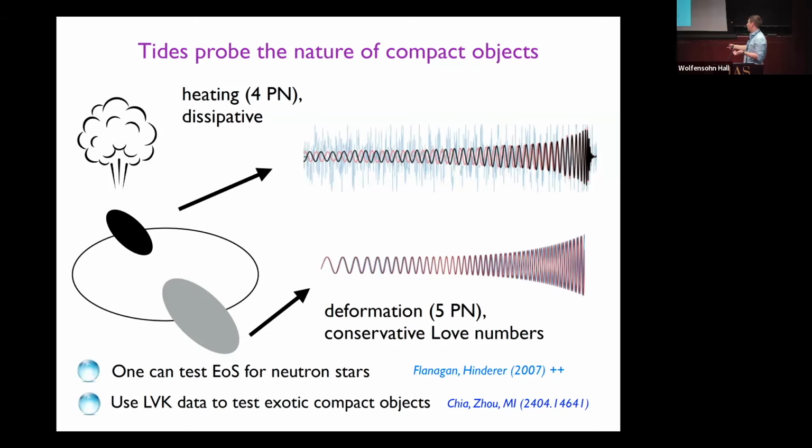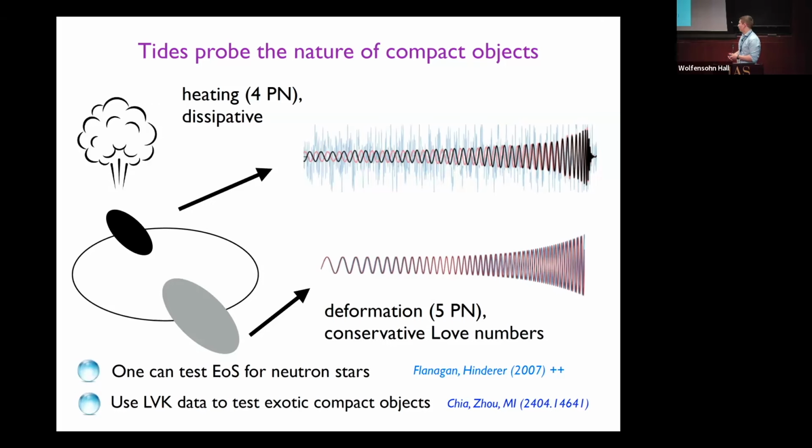And the five post-Newtonian order corresponds to conservative Love numbers, and we see modifications here closer to the coalescence. So these effects you can use to test the equation of state of neutron stars. Also, you can use these effects to probe the nature of compact objects. So we believe that what we see at LIGO are black holes, but maybe they are not.